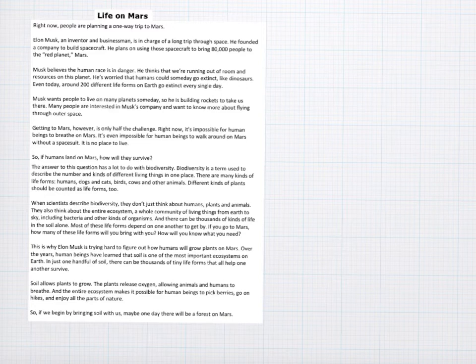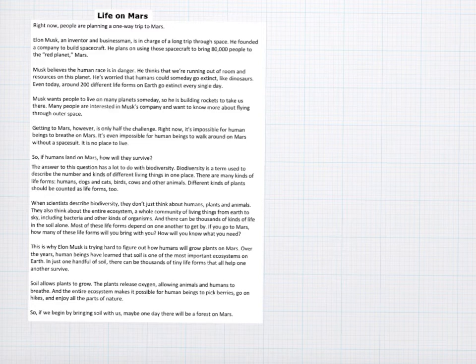And there can be thousands of kinds of life in the soil alone. Most of these life forms depend on one another to get by. So if you go to Mars, how many of these life forms will you bring with you? How will you know what you need? This is why Elon Musk is trying hard to figure out how humans will grow plants on Mars.